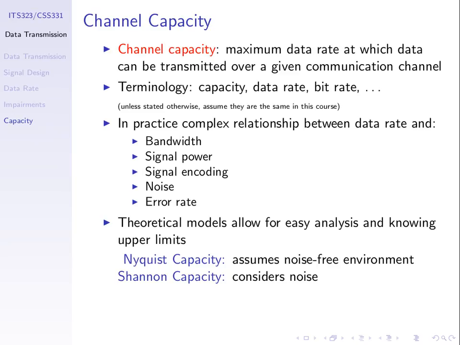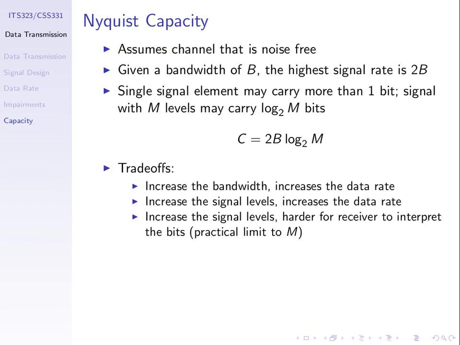We've seen the trade-offs. They're complex. Let's look at two equations that combine some of them together. They're called the Nyquist capacity equation and the Shannon capacity equation. We'll go through each of them with some examples. Mr. Nyquist did analysis of communication systems and came up with this equation in the center of the slide. C equals 2B log base 2 of M.